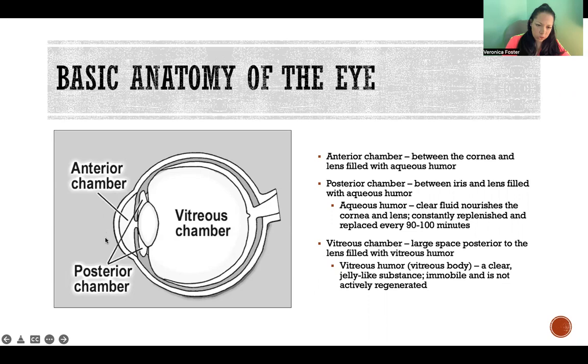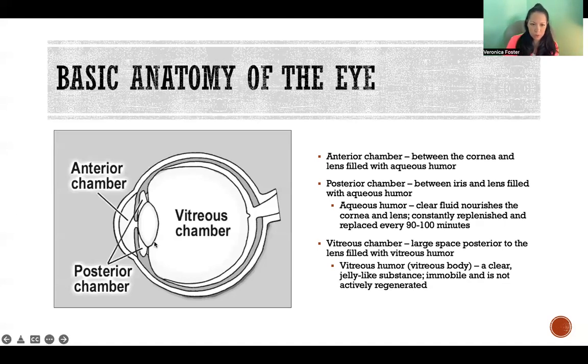So the anterior and posterior chambers are connected to each other, and they're both filled with the same fluid called aqueous humor. It's clear fluid, and it has to be clear because we need to allow light to pass through and to transmit the image to the retina. But it's clear fluid that nourishes the cornea and lens. It's constantly replenished and replaced about every 90 to 100 minutes. Okay, so it's constantly cycled out so that we are sending more nutrients and oxygen to those structures and carrying away waste as we're carrying away the used up aqueous humor as it's replaced.